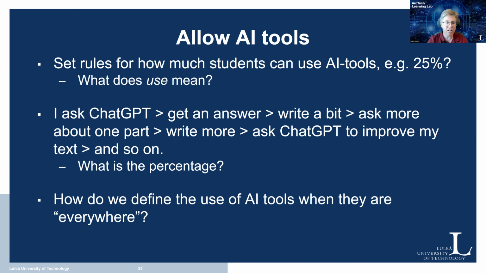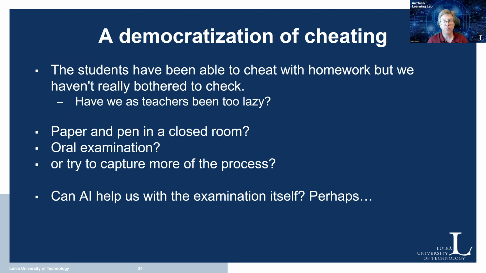And then you perhaps get stuck as a student. You ask ChatGPT to explain certain things to you, and then you understand, well, oh yeah, that's very good. I copy paste one sentence perhaps to my report. I write some more, and then I ask ChatGPT to improve my text to make the language better. So what is the percentage then? So how much have I used the tool then? And this will also become much, much trickier when we have these AI tools integrated everywhere, the way we have them in every writing tool that we use.